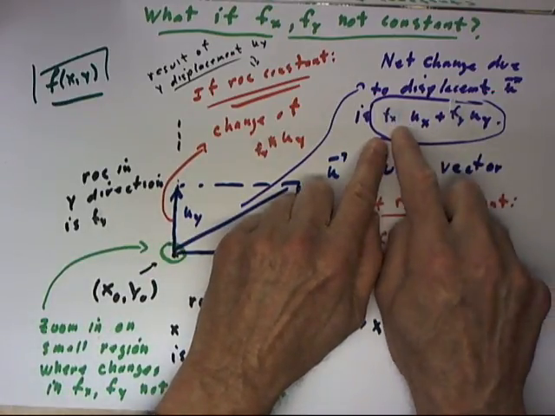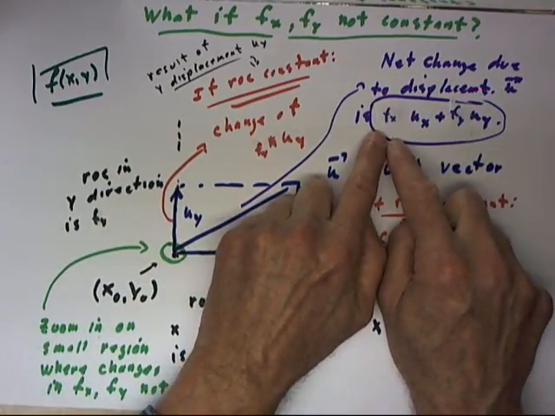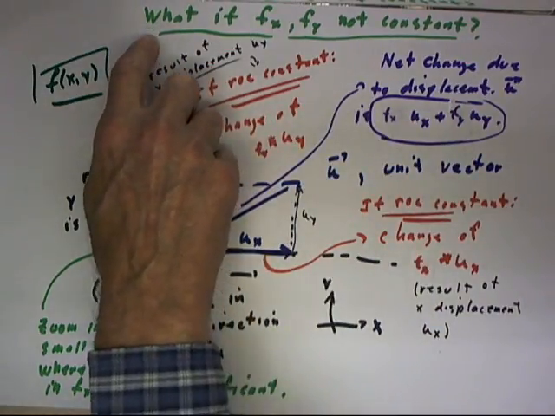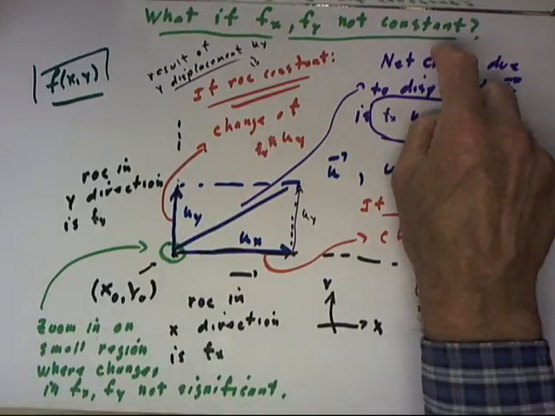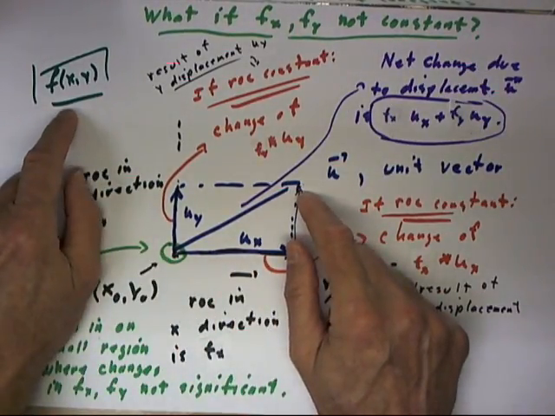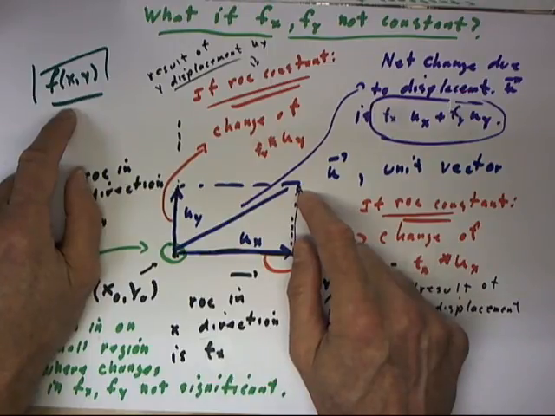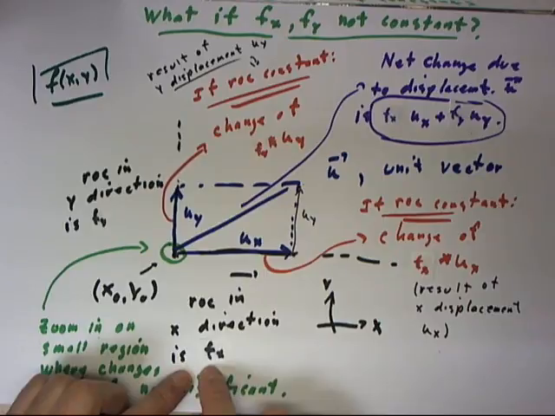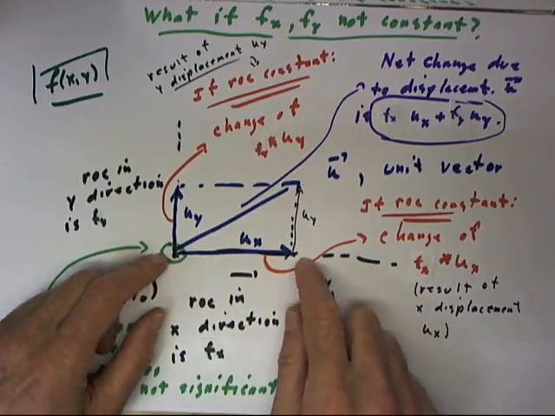Now, this expression depends on fx and fy remaining constant. The question is, what if fx and fy are not constant? Over a unit distance, it's possible for our function f of x, y to change its behavior drastically. The rate of change in the x direction might be huge.